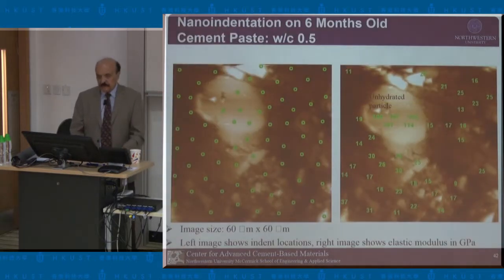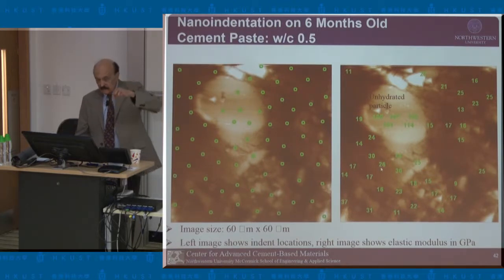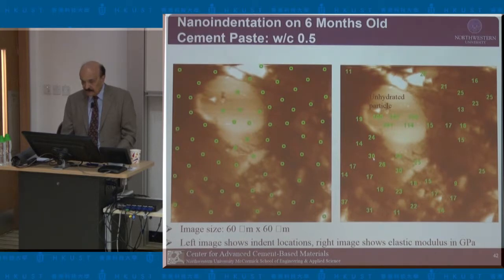So, for example, some of you are already familiar with this. This is 60 micron by 60 micron. AFM picture, this is unhydrated cement surrounded by CSH. This is where we decided to indent. And then you can measure the Young's modulus from the contact mechanics, and these are the values.